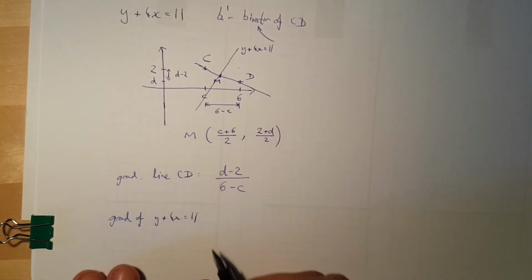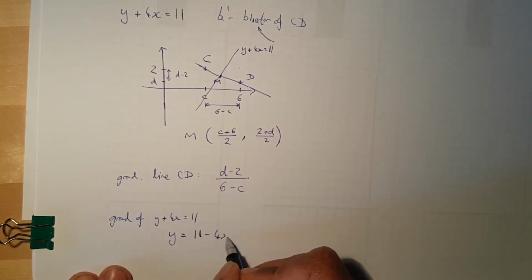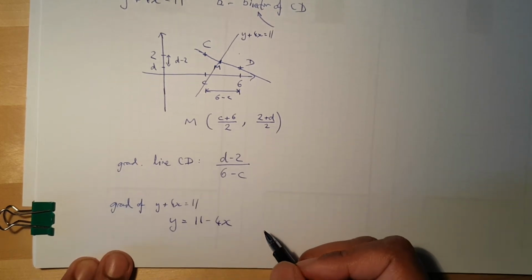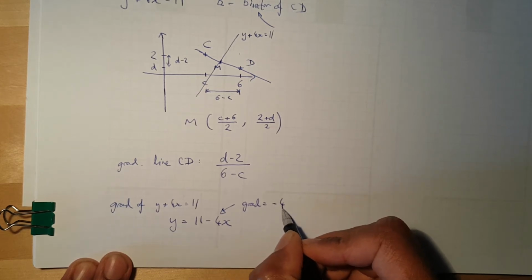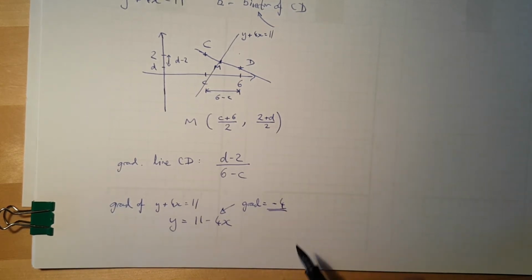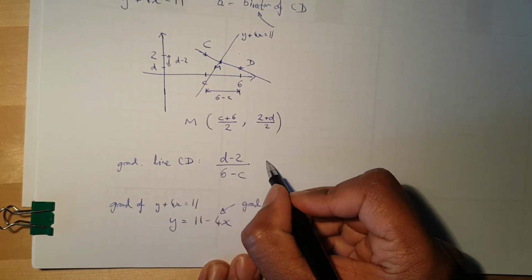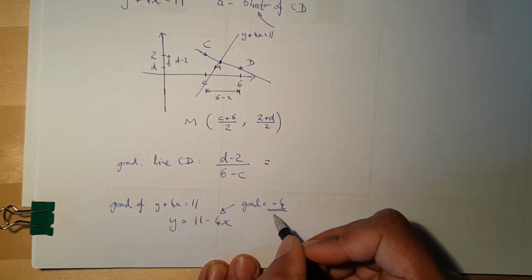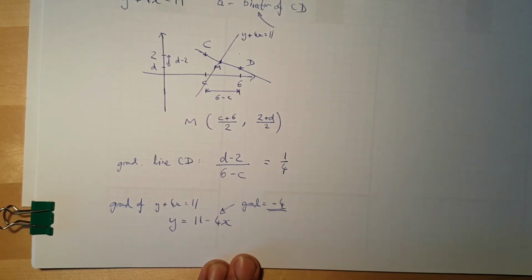It shouldn't be that hard to work out, so I simply rearrange that to say that y equals 11 minus 4x. Then I can get the gradient from that straight away. It's going to be -4. The gradient then is -4, which tells me that the gradient of the line CD must be equal to whatever multiplies with that to give me -1, which must be 1/4.